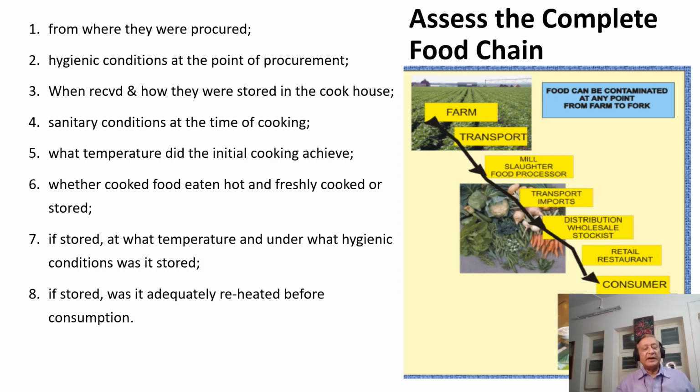Now, this complete assessment of food chain will include right from farm till consumer, as Pooja had said during the last lecture. It will include from where the items were procured, what were the hygienic conditions at the point of procurement, when the item was received and how they were stored in the cookhouse, what were the sanitary conditions at the time of cooking, what temperature did the initial cooking achieve, was it at least 70 degrees centigrade or less than that, whether the cooked item was eaten hot and freshly cooked or else it was stored, and in case it was stored, at what temperature and under what hygienic conditions was it stored, and finally, if it was stored, was it adequately reheated before consumption or not.